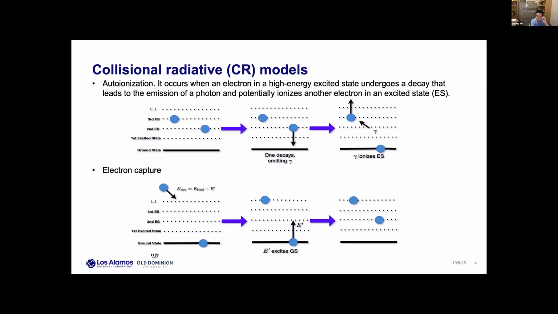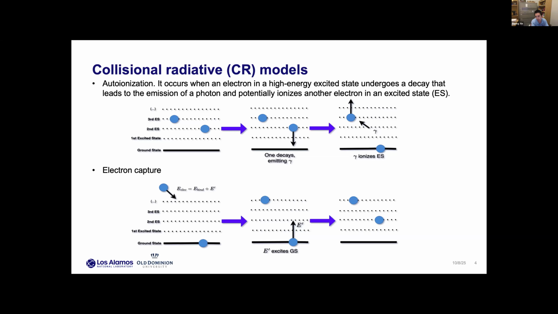Actually, there are just two processes in this CR model. The first is auto-ionization, from the atomic physics level. This process occurs when an electron in a high energy excited state undergoes a decay that leads to the emission of a photon and potentially ionizes another electron in an excited state. The first figure clearly illustrates this auto-ionization process.